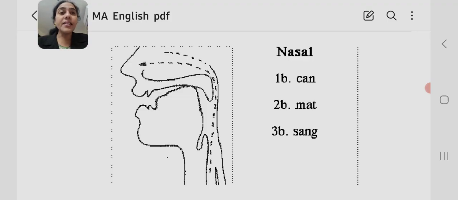Mm. You observe that the airstream comes out through your nose. When you close your mouth, only the airstream is coming out through your nasal cavity. Sang. I have shown you a particular phonemic symbol for ng yesterday.